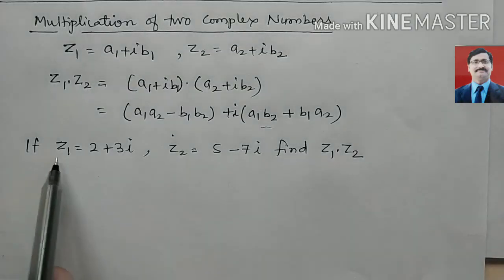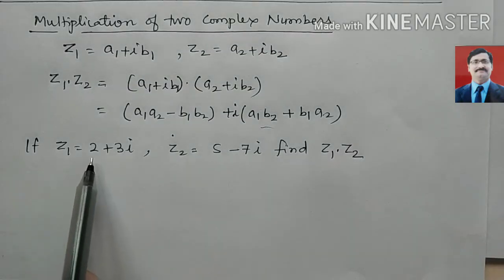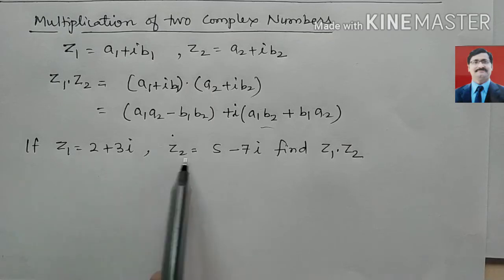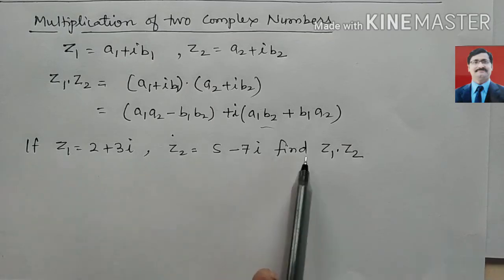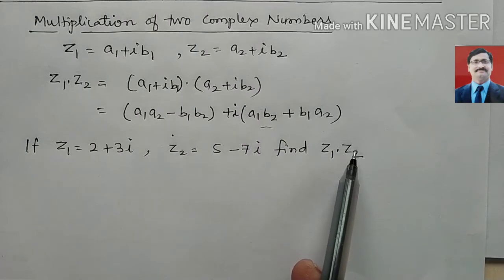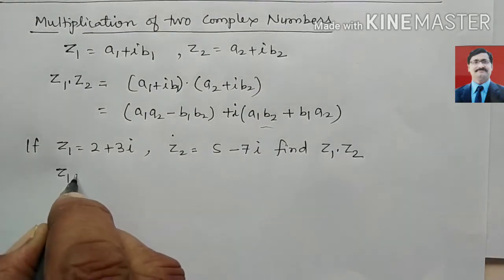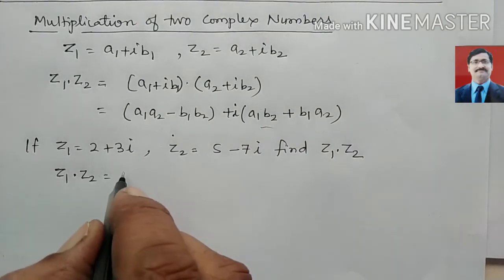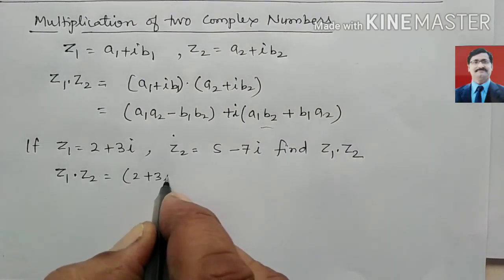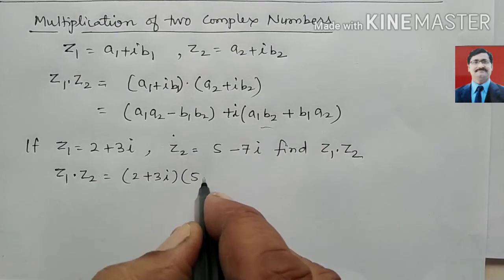Look here, I take a question that Z1 equal to 2 plus 3 iota and Z2 equal to 5 minus 7 iota. You have to find Z1 dot Z2, means you have to multiply this Z1 and Z2. So you can write here Z1 into Z2 equal to 2 plus 3 iota into 5 minus 7 iota.